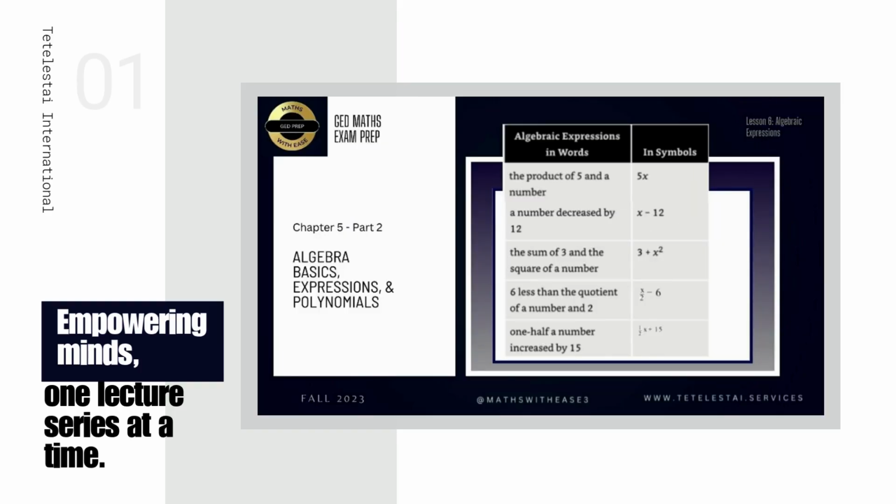The sum of 3 and the square of a number can be written as 3 plus x squared. 6 less than the quotient of a number and 2. So let's think through this carefully.